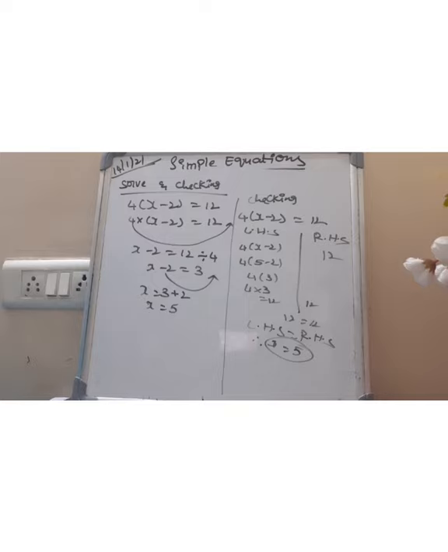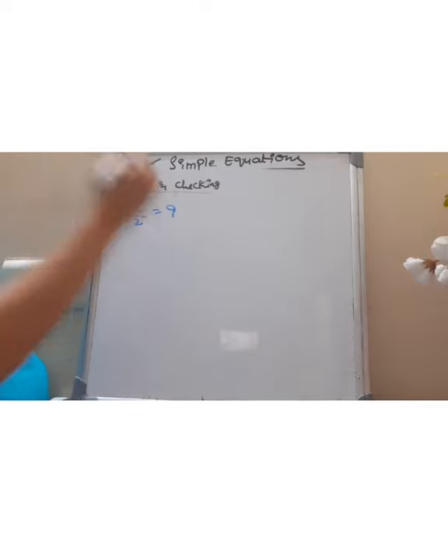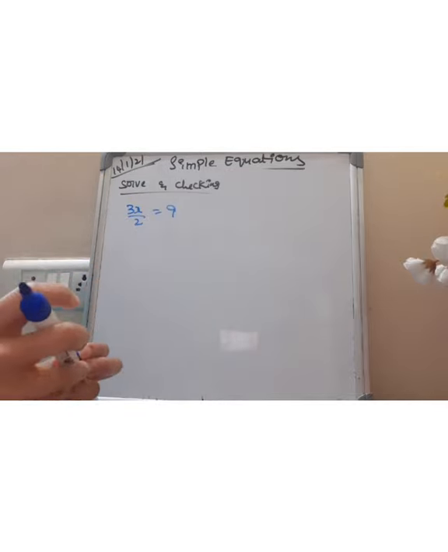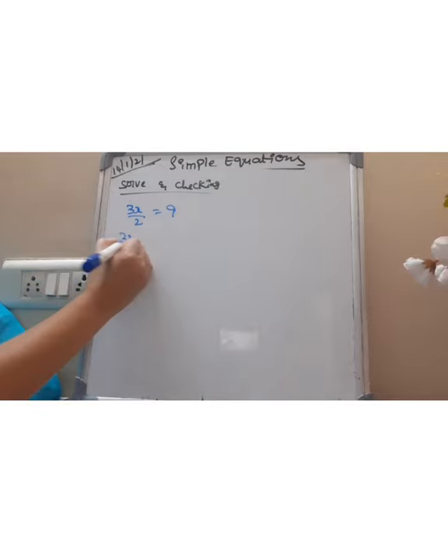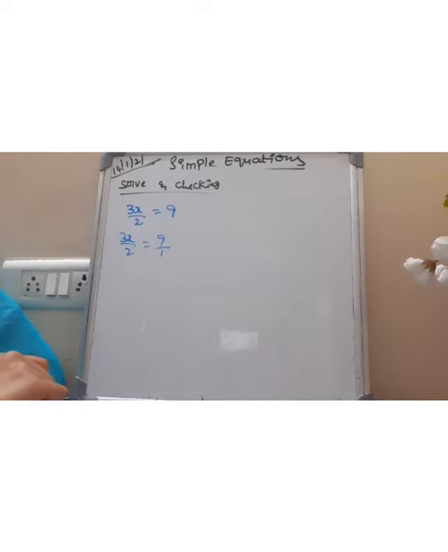So in this, all the categories I have covered. Okay, this I will explain to you. 3x by 2 is equals to 9. Solve and check only. The same method, same problem we are continuing now. 3x by 2 is equals to 9. What do we do here? First step, we will write 3x by 2 is equals to 9 by 1. Can we write 9 as 9 by 1? Yes, if there is no denominator, we can write 9 as 9 by 1.